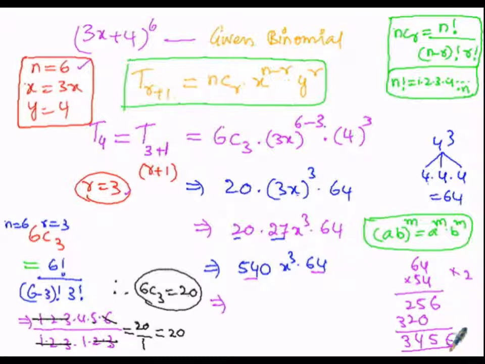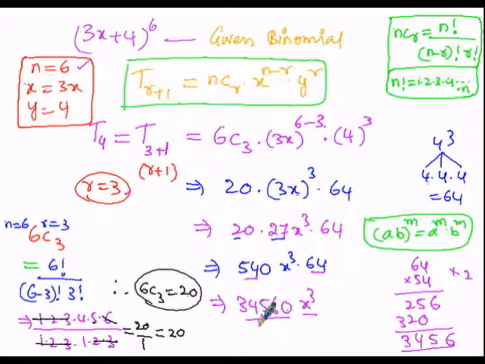So here 3456 followed by this 0. Then x cube must be written as it is. So we have multiplied only 64 and 54. So 64 into 54 is 3456, but this 0 must be attached here. So x cube as x cube. Therefore, your fourth term consists of x cube. That is, the x cube quotient will be 34,560.